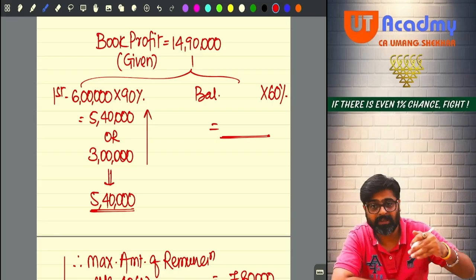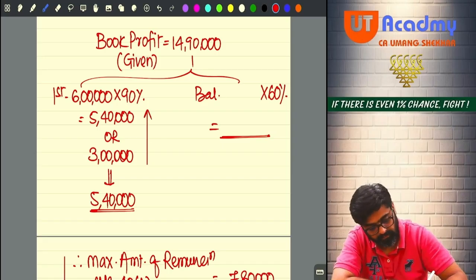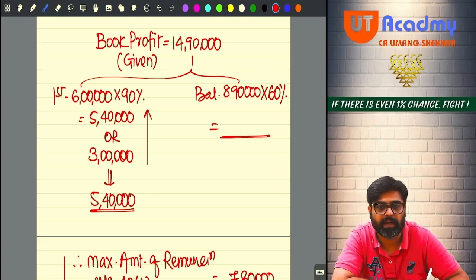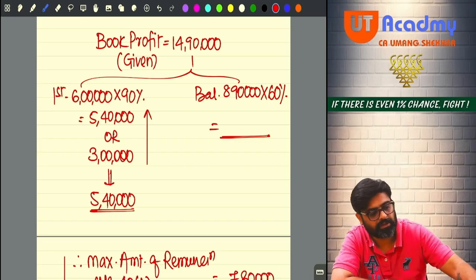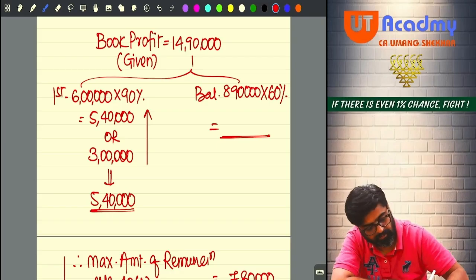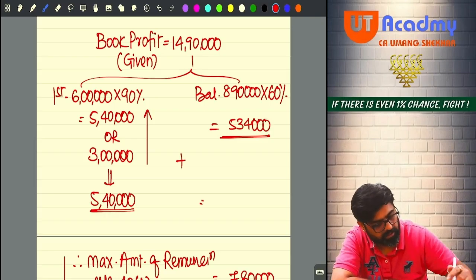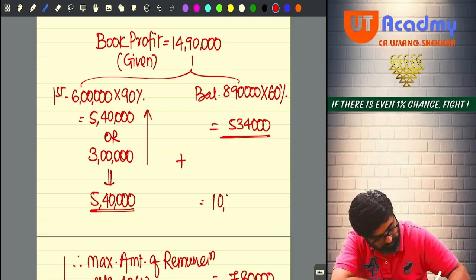Now, how much is the remuneration over and above 6 lakh? It is, sir, 8 lakh 90,000. 8 lakh 90 only, no? 60% of 8 lakh 90 will be 5 lakh 34,000, sir. Now this 5 lakh 34,000 plus 5 lakh 40, both taken together, will give you 10 lakh 74,000.